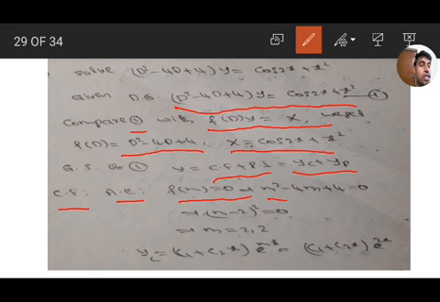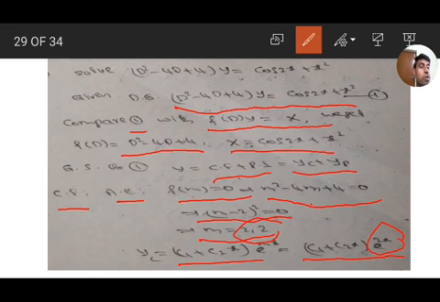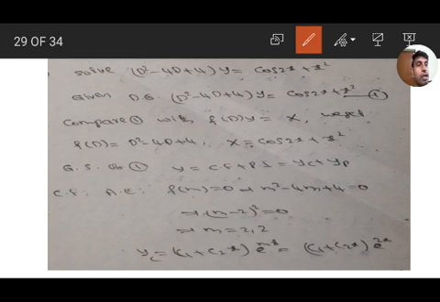F of m means m square minus 4m plus 4 equal to 0. It is a square minus 2ab plus b square, with b being 2. So (m minus 2) whole square equal to 0, so m equal to 2, 2, which means the roots are real and equal. For real and equal roots, the general solution, that is the complementary function, is (c1 plus c2 x) e to the power of mx, here m is 2, so (c1 plus c2 x) e to the power of 2x. That is the complementary function.